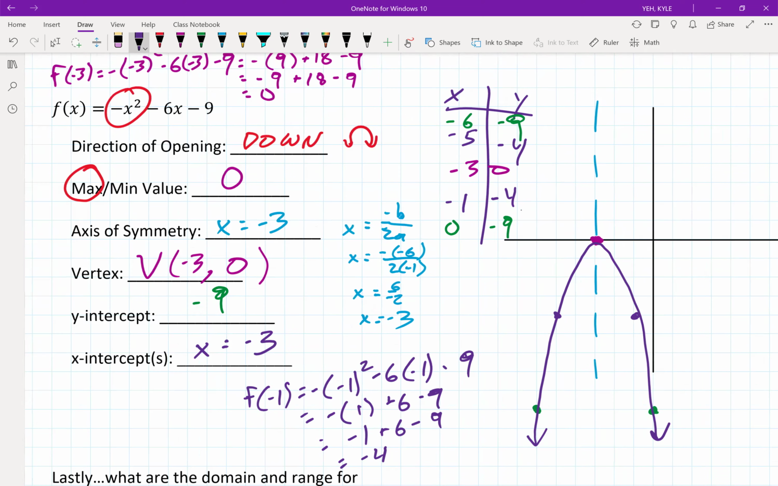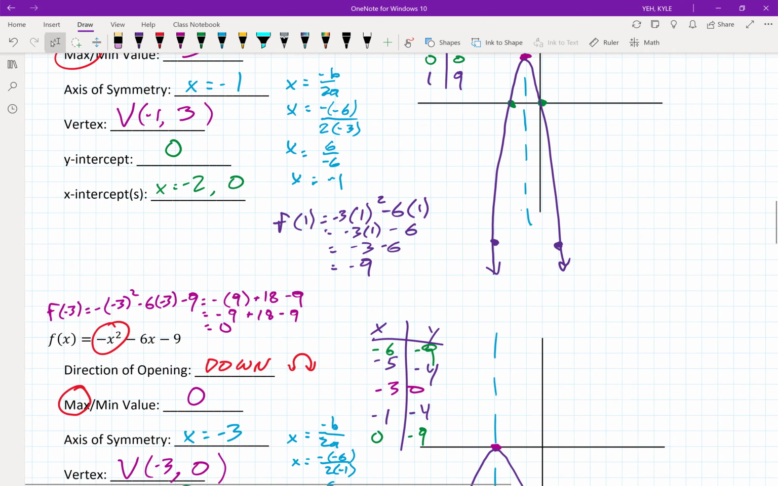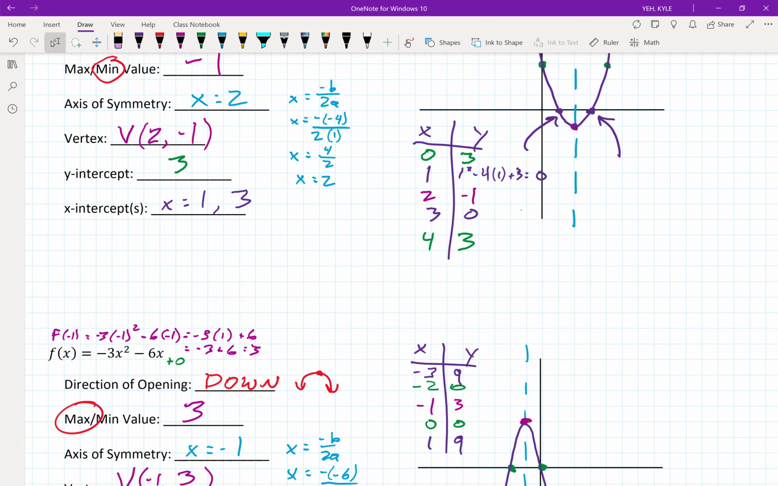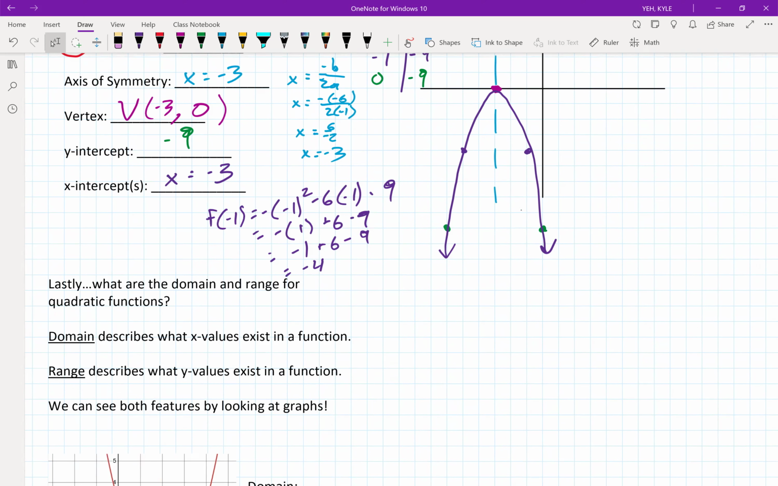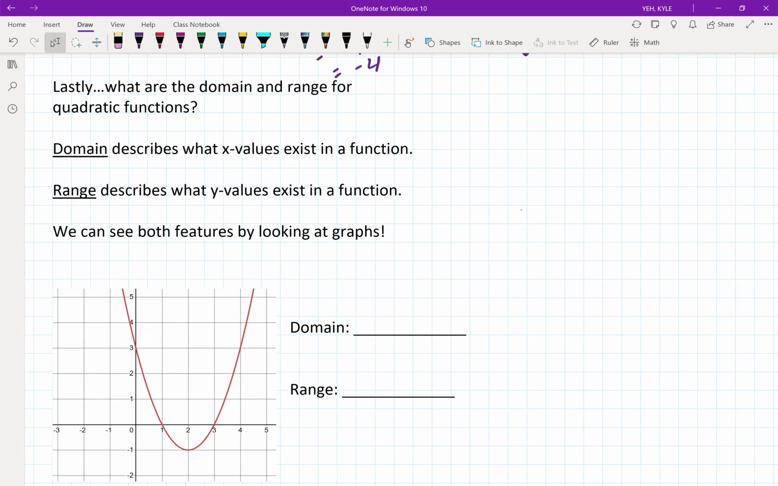All right, lots of features of graphs. There's one more thing I want to cover, and that is the domain and range of quadratic functions. So domain, if you've forgotten, domain describes which x values exist for this function. Which x values is this function defined at?